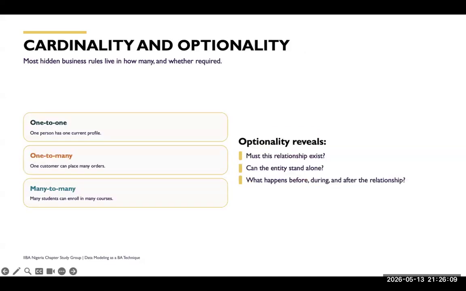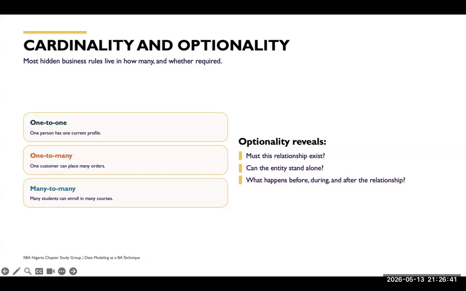Cardinality and optionality, I think I explained it a lot, but I'll just repeat that, there could be one-to-one, there could be one-to-many, there could be many-to-many. Optionality helps us, it reveals the rules. Business rules really hide in this area. Can a customer exist in the system without an order? That needs to be taken into consideration. Can an order exist without a customer?